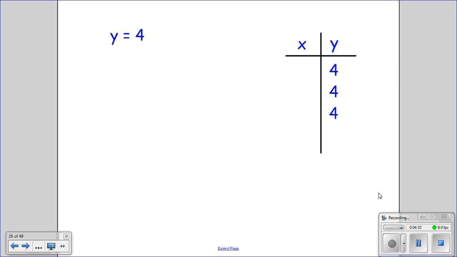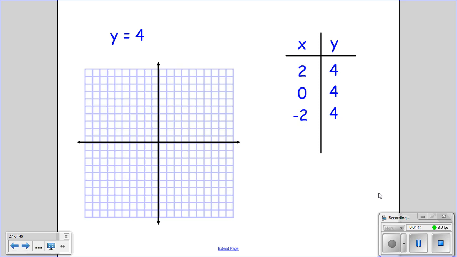Y equals 4 is another special equation. Notice there is no x in this equation, and our y's have to be 4s. We get to put any x in that we want to. I have chosen 2, 0, and negative 2. So now I have the coordinates (2, 4), (0, 4), and (-2, 4). When we plot these points, we see that they lie on the horizontal, and we draw a line through those points, and we have a horizontal line. Any equation that is y equals just a number, where there are no x's, will always be a horizontal line.